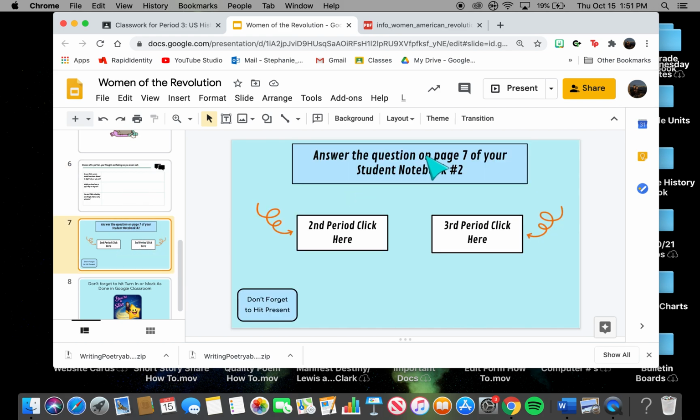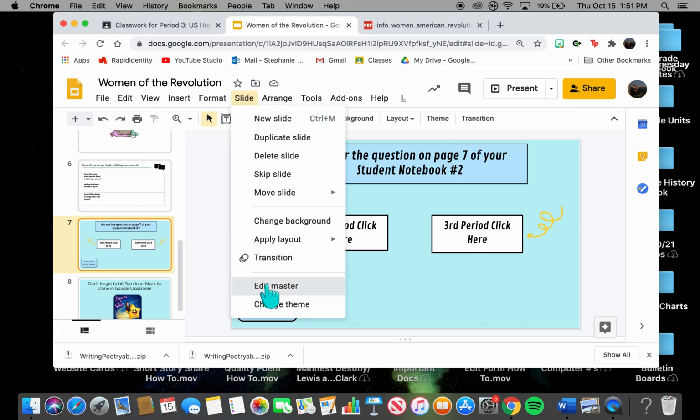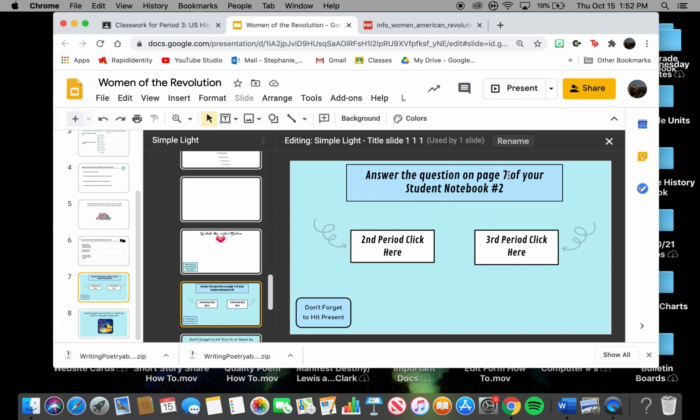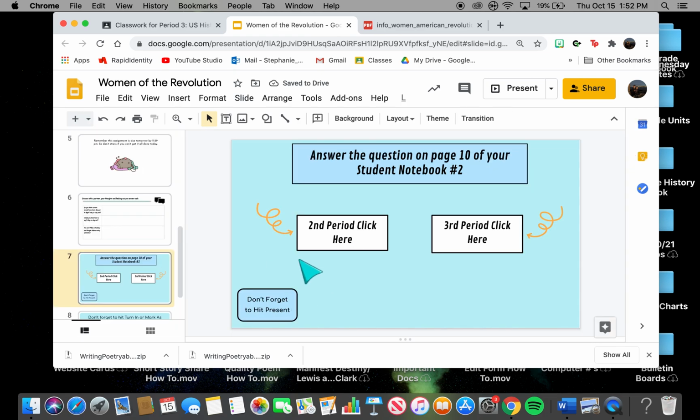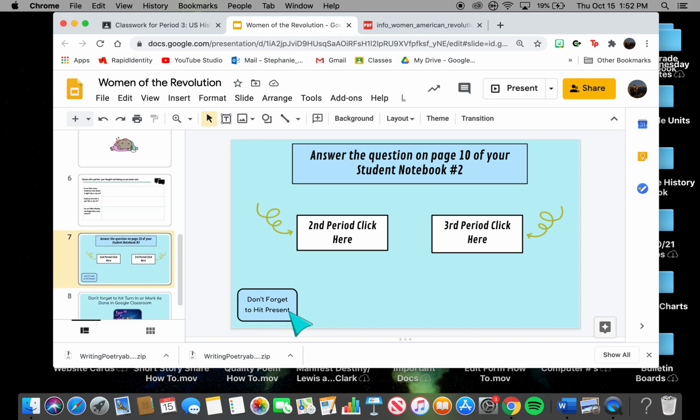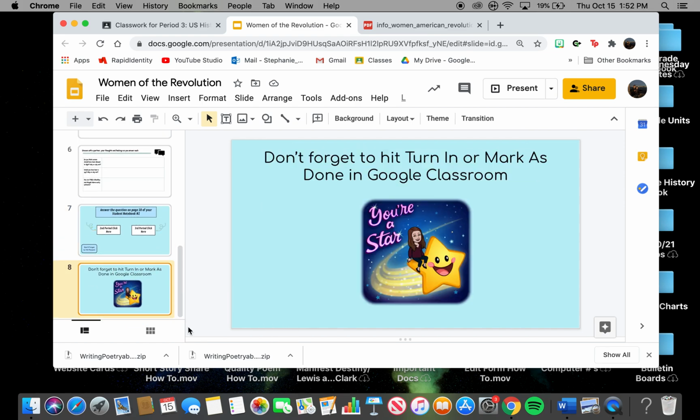When you get down to 7, I know it says page 7 in your notebook. It's actually going to be page 10 in your notebook, so I'm going to go ahead and change that right now. You guys are doing page 10 in your student notebook. And you're going to be able to get to that page by clicking on your period's link. Make sure you're in present though. And then at the end of this assignment, just make sure you don't forget to hit turn in or mark as done in Google Classroom.